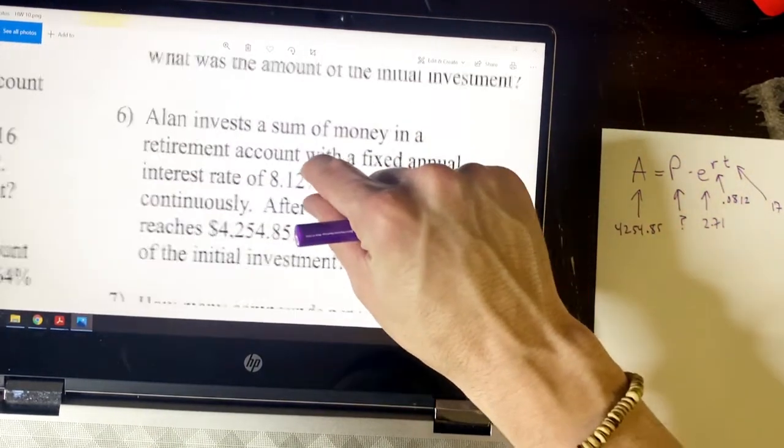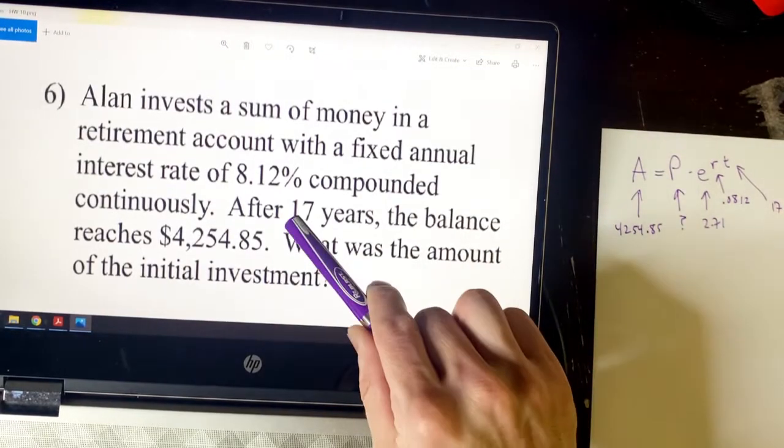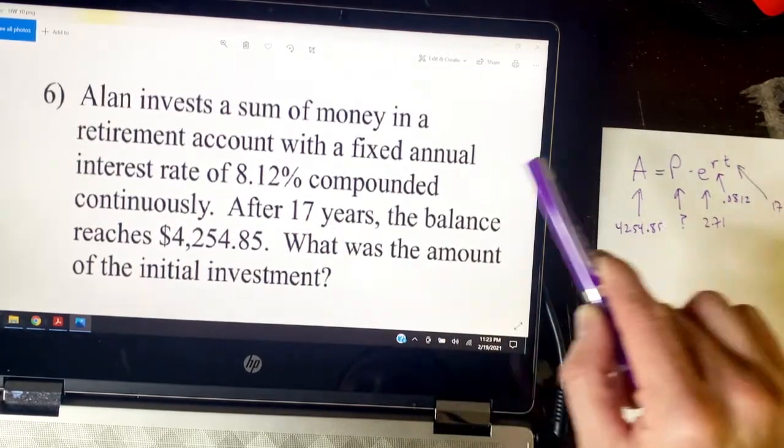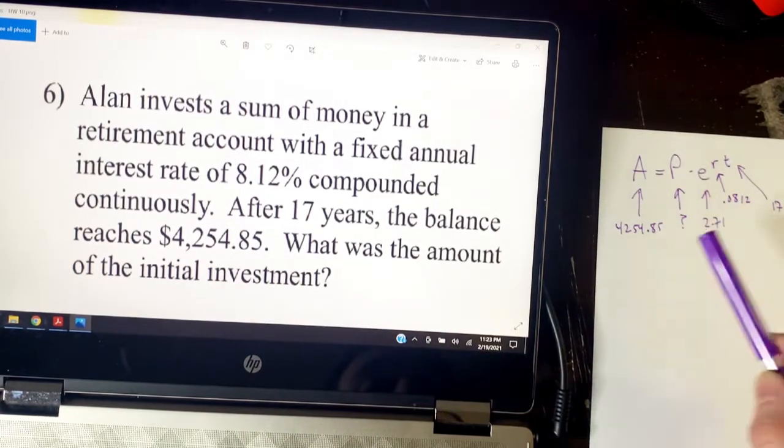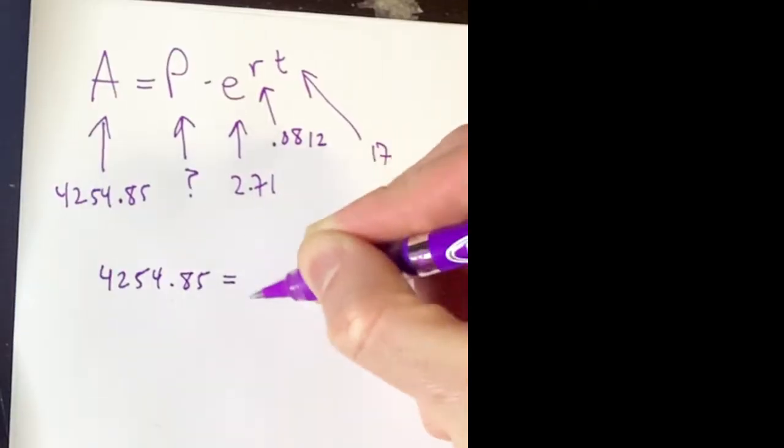As it pertains to time, we're talking about 17 years. That goes in for T. And the present amount is this. So the goal is to find P. So let's plug in these numbers.